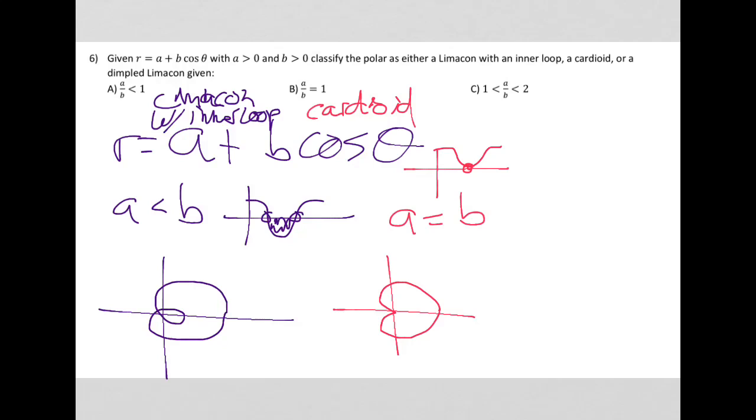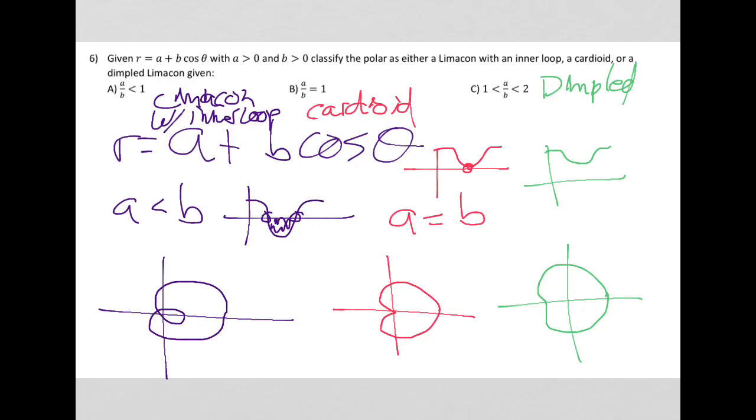And then the last one I have you think about here, when that ratio a over b is between 1 and 2, in that instance, we are going to get a graph that does not have any zeros and consequently does not have any negative values as well. But the point is, when you do that, you're going to get a dimpled limacon right there.